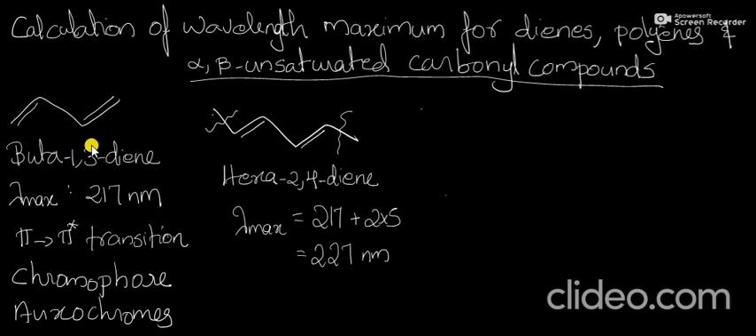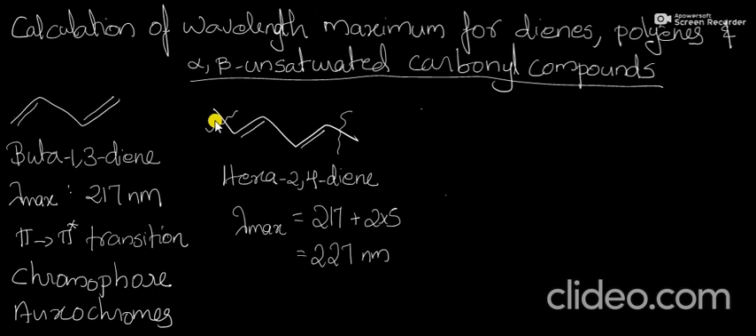Then the conjugated pi system responsible for the absorption is called the chromophore. So this is a chromophore. Then what do you mean by auxochromes? The groups attached to the chromophore have a substantial effect on the value of lambda maximum. Such groups are called auxochromes.